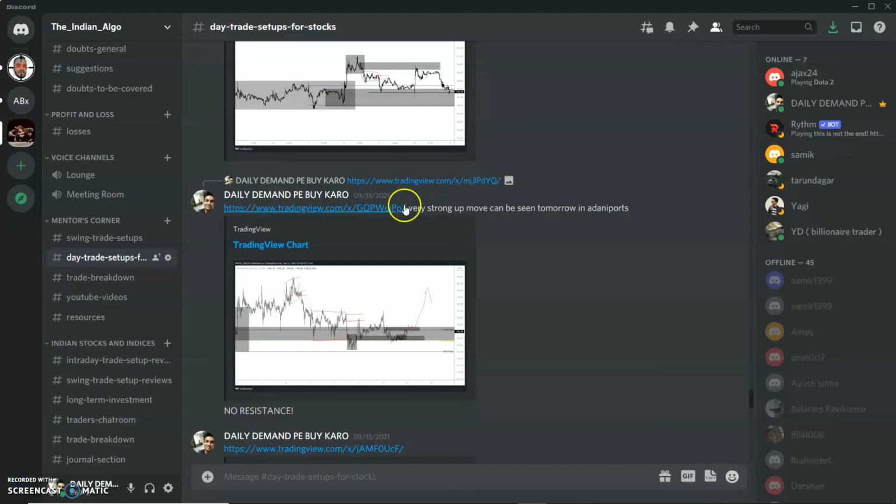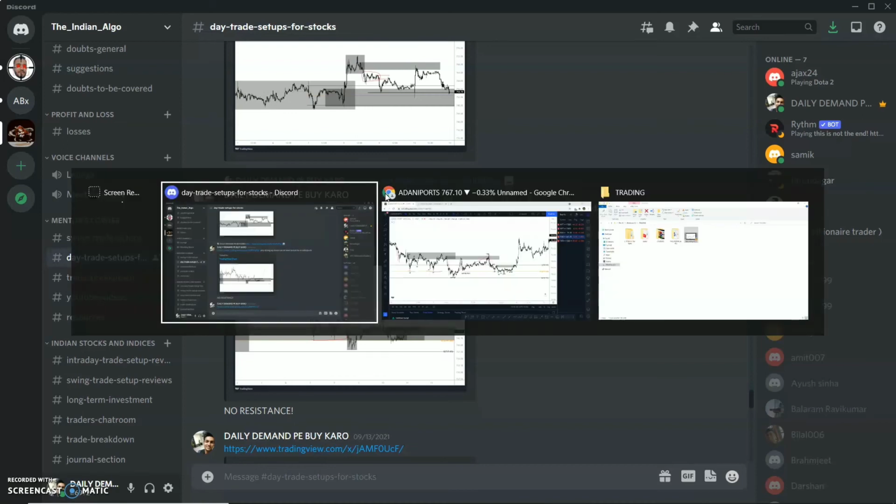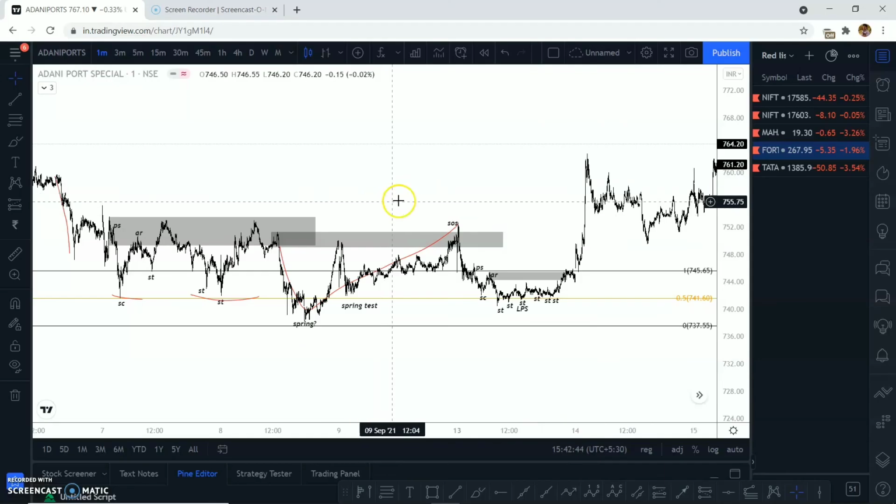So if you see this, very strong up move can be seen tomorrow in Adani Ports. This was posted on 13th of September 2021. And now when I come here, 13th September, this is 14th September. So we analyzed the charts on 13th September and we took a trade on 14th September. Very nicely it worked in our favor.